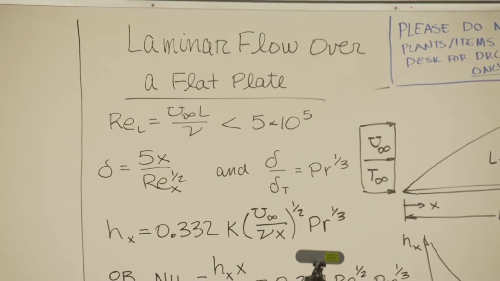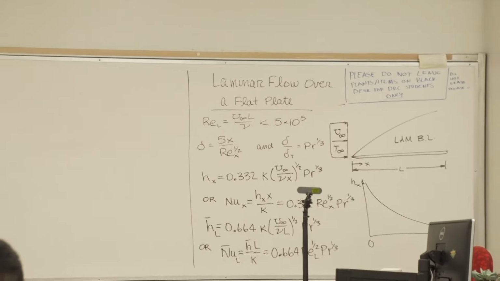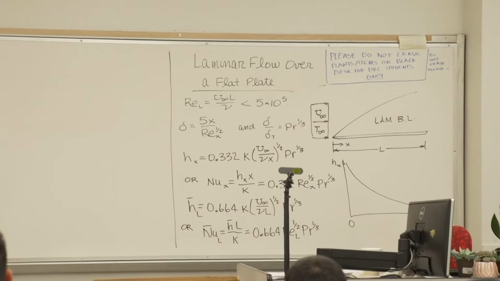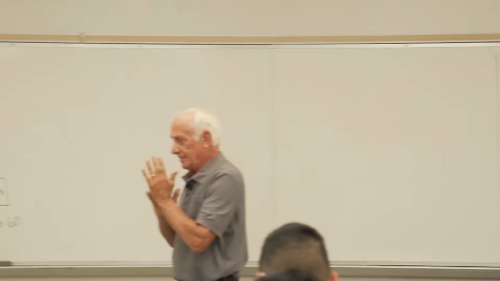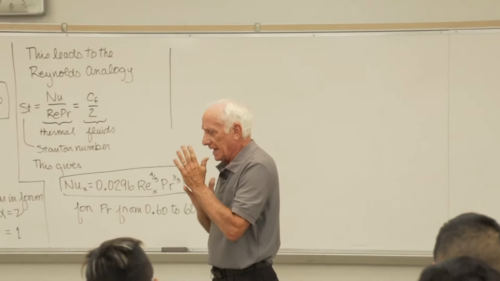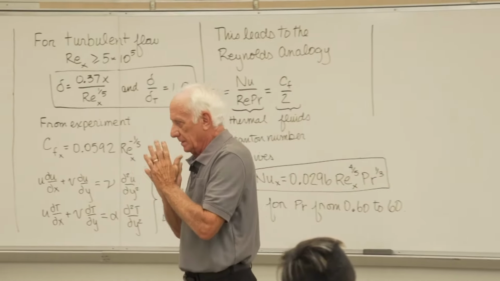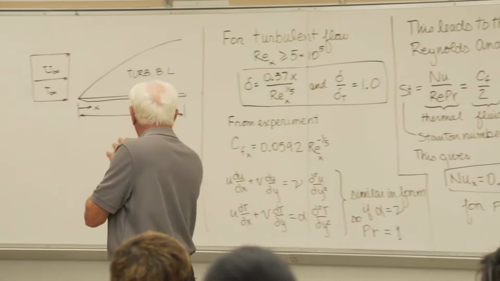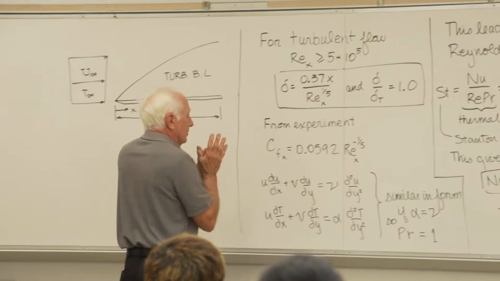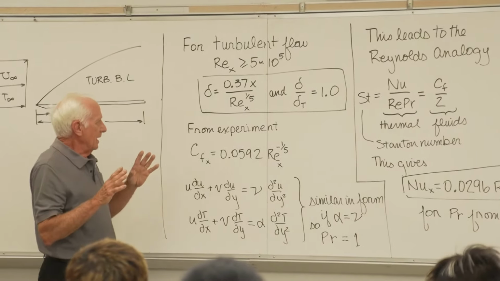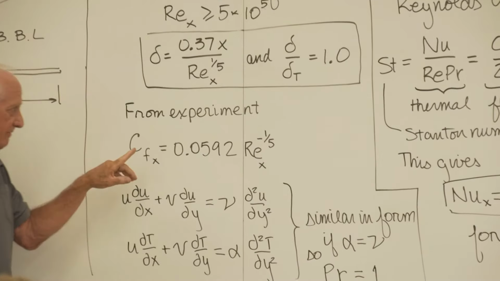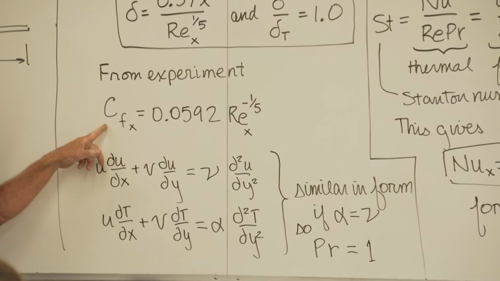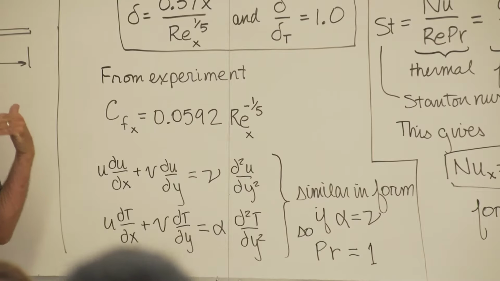We solved the laminar flow equations. Pretty much it was done mathematically. When you get to turbulent flow, it's very complex, very difficult. It's not done mathematically, so we have to kind of walk our way through it. You start off, and from experiment, this is done experimentally, they found this to be true. Now, C_f x, go back to your fluid mechanics.